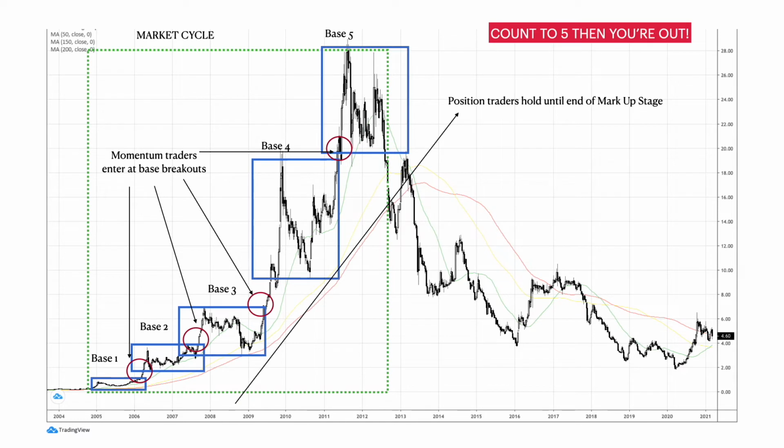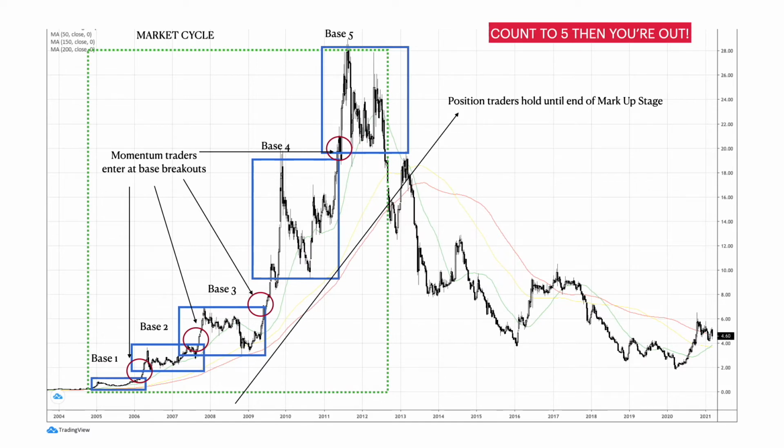The markup stage is typically divided into 4 to 5 bases. A base is a consolidation pattern where price trades within a range. When price breaks above a base, it makes a strong rally and then consolidates into a higher base. The fifth or sometimes fourth base marks the end of the markup stage.